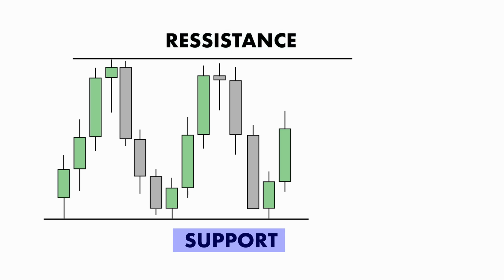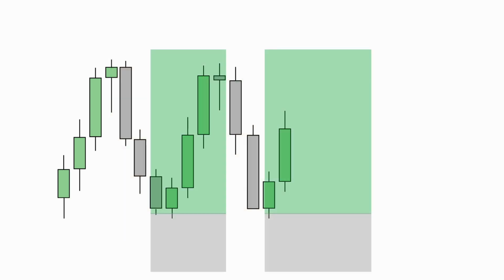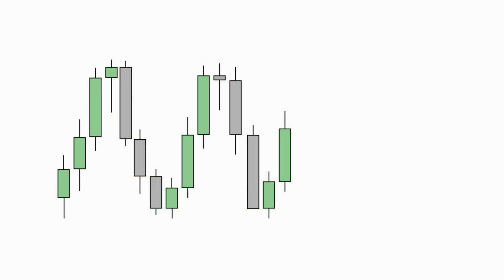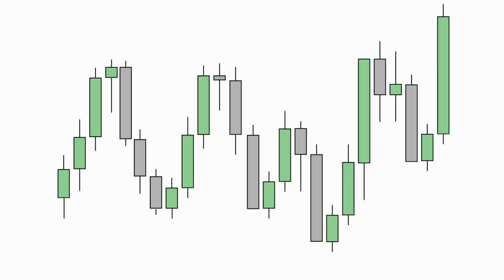But in reality, these levels build up liquidity, since traders place stop orders just above equal highs and below equal lows. Smart money often uses these areas to engineer liquidity grabs, pushing price slightly beyond these levels to trigger stops before reversing in the true direction.